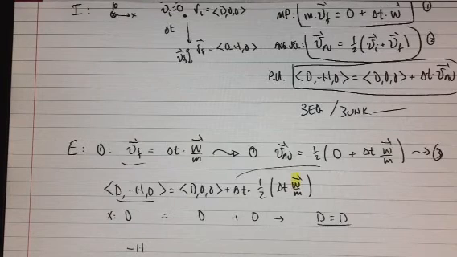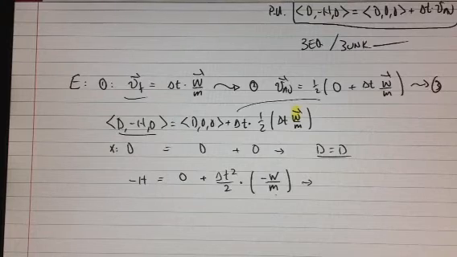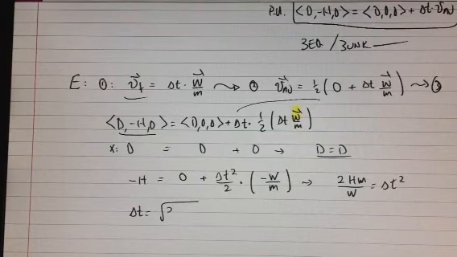I get minus h is equal to 0 plus delta t squared over 2 times, now the weight has got a y component of minus w, and then I divide by the mass. And now I've got just a single equation with delta t in it. I can tell you what the delta t is. So I get 2hm divided by the weight is equal to delta t squared. So delta t is equal to the square root of 2h times the mass divided by the weight.